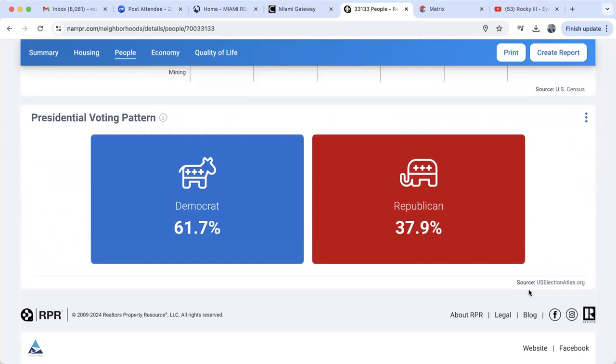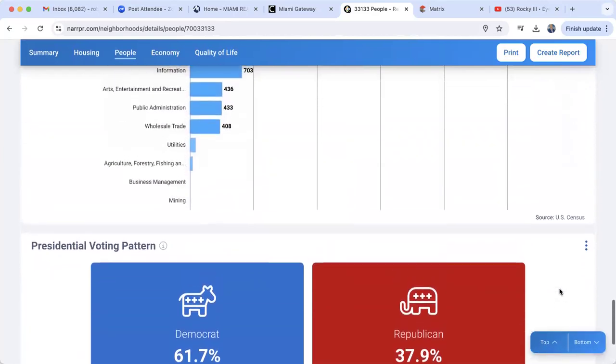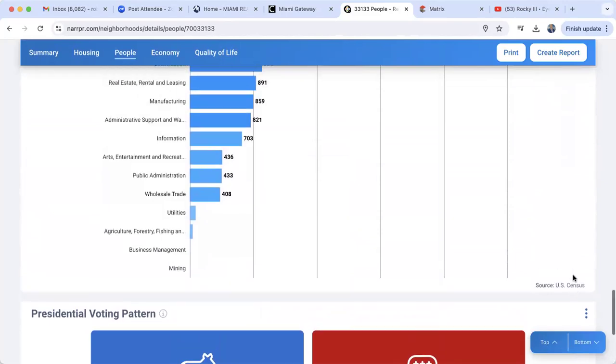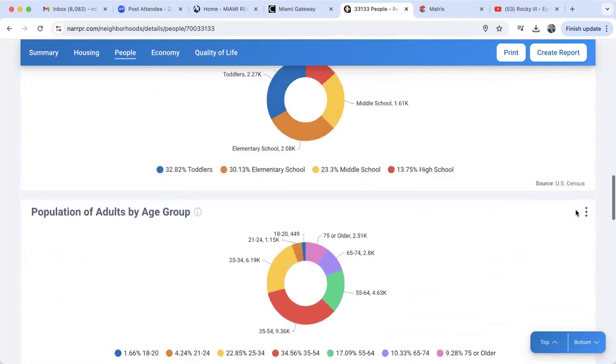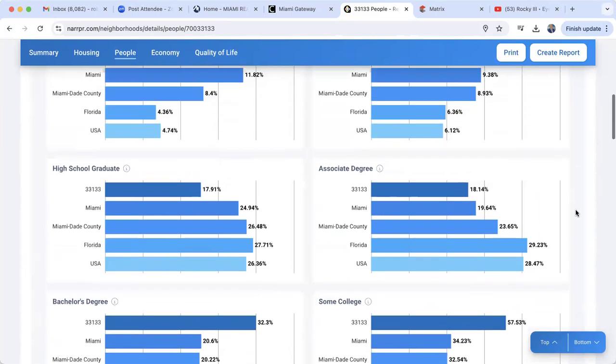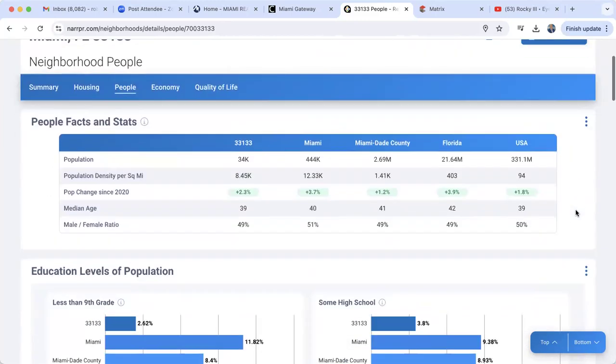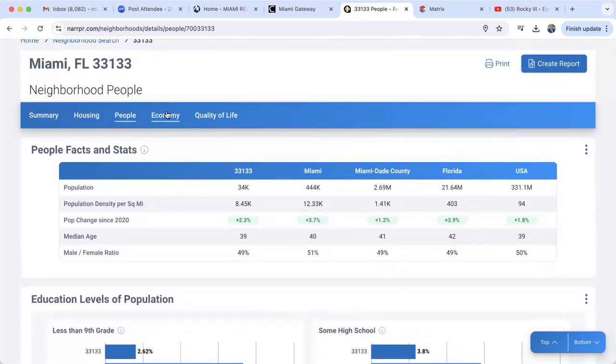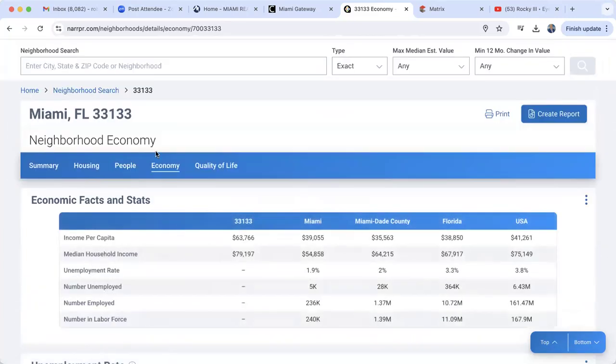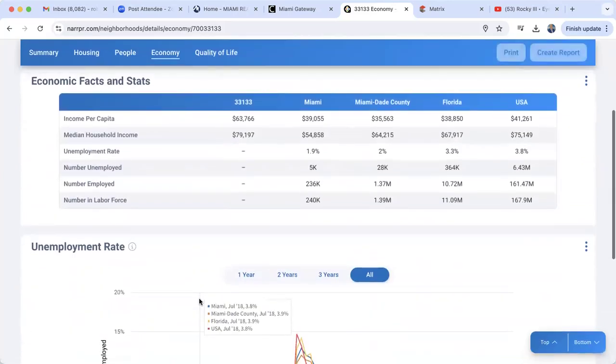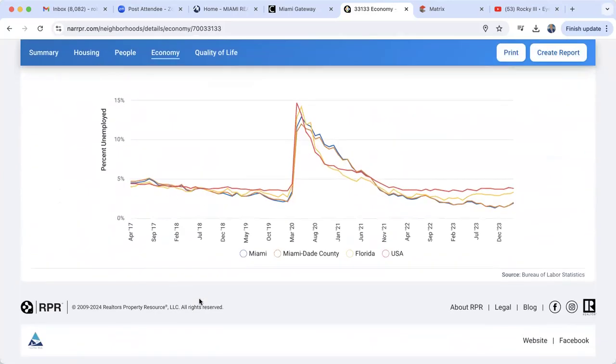Source. This here for the presidential voting patterns comes from uselectionsatlas.org. This here comes from the US Census. Everything else pretty much comes from the US Census. And then the economy, right? Income per capita, median household income, unemployment rate, all right?